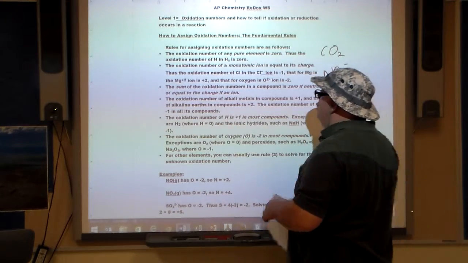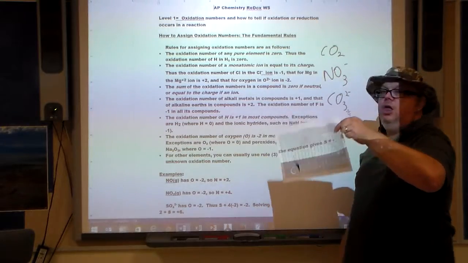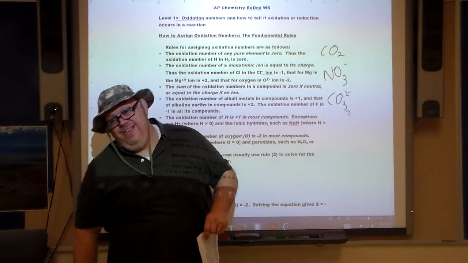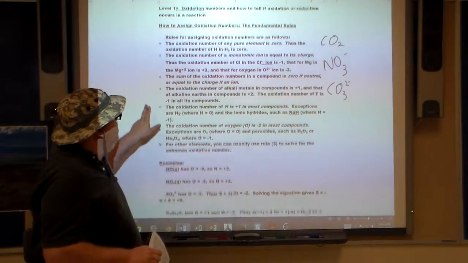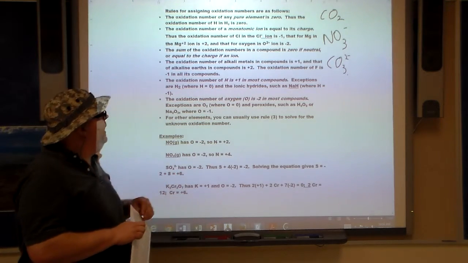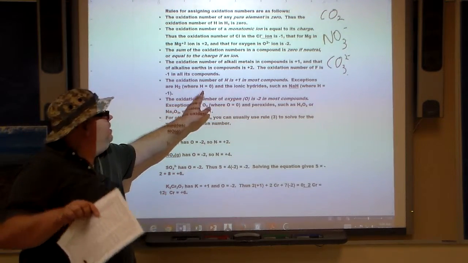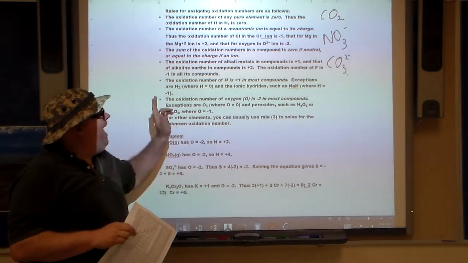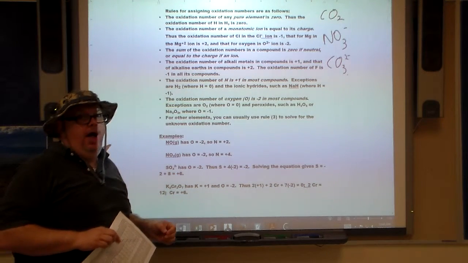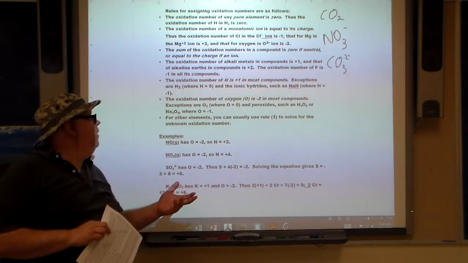Okay? And the oxidation number of F, fluorine, is always going to be a -1 in all of its compounds. That's because fluorine is the most electronegative. Okay. Let's move on. The oxidation number of H is +1 in most compounds. The exceptions are H2, because it's found in its natural state, which is H2, the charge will be 0. And the ionic hydrides like NaH or lithium hydride, which you could find in batteries, I believe, the H is going to be a -1 charge.